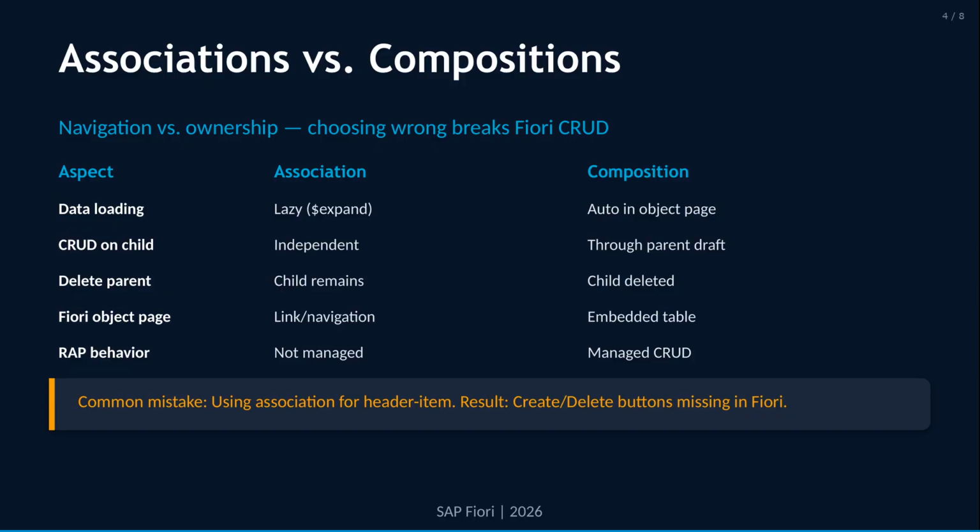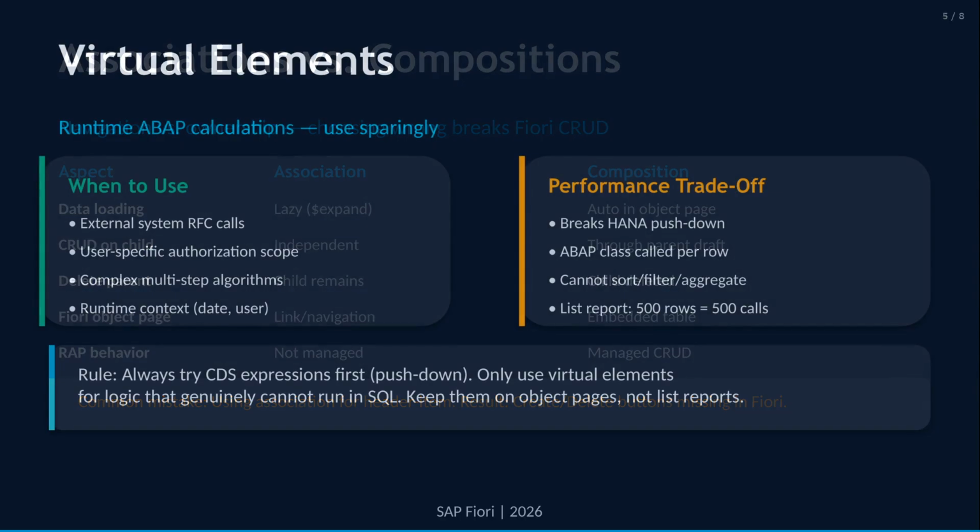It defines a parent-child ownership relationship. If you delete the parent, the children go with it. In Fiori Elements, compositions drive the object page layout. A purchase order's composition to its items creates the items table on the order's object page. A common mistake is using associations where compositions are needed. If your Fiori app has a header-item structure with create, update, and delete operations on the items, you need a composition, not an association. Associations are for read-only navigation. Compositions are for transactional parent-child hierarchies.